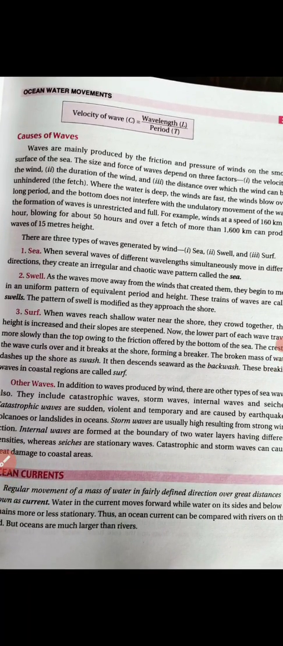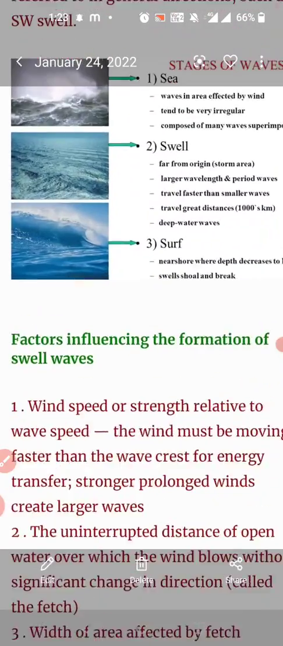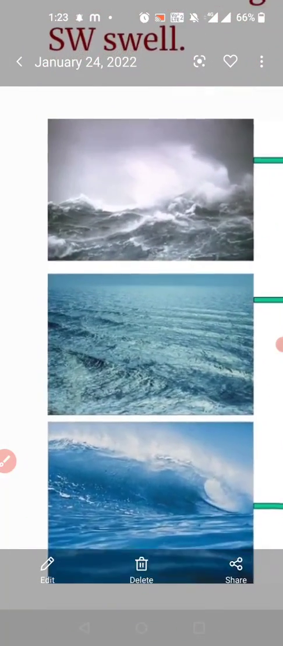There are three types of waves. First is sea, second is swell, and third is surf. When several waves of different wavelengths simultaneously move in different directions, they create an irregular and chaotic pattern of waves called a sea. Here you can look at the picture. These are the sea waves.